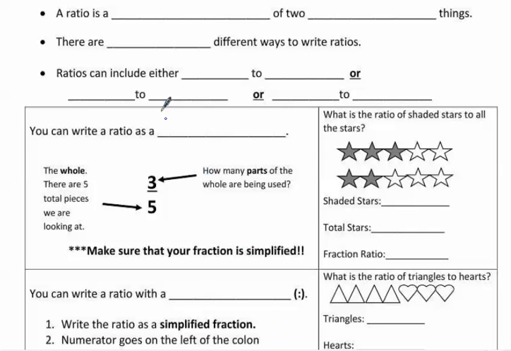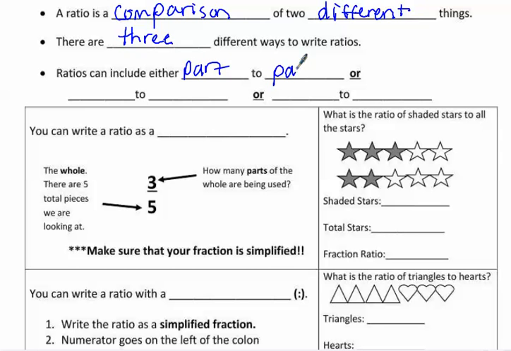Let's talk about ratios. A ratio is a comparison of two different things. There are three different ways to write a ratio. A ratio can either include a part to part, or a part to whole, or whole to whole.